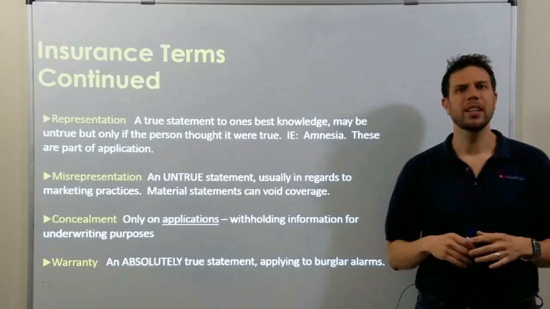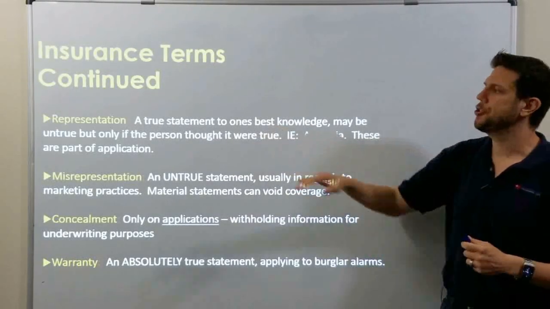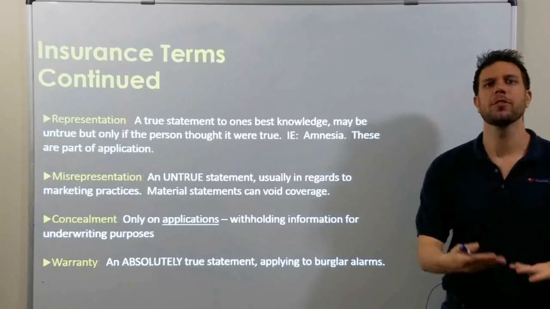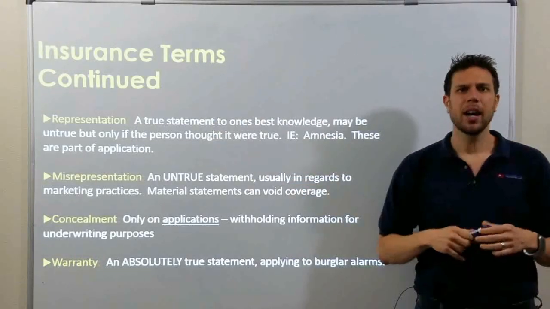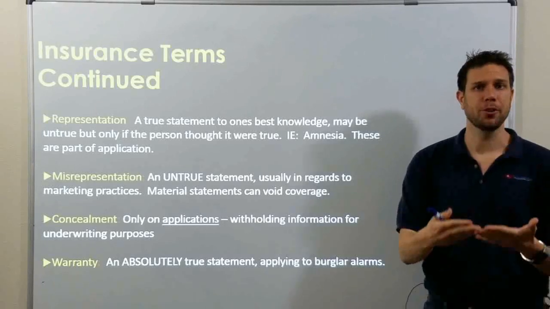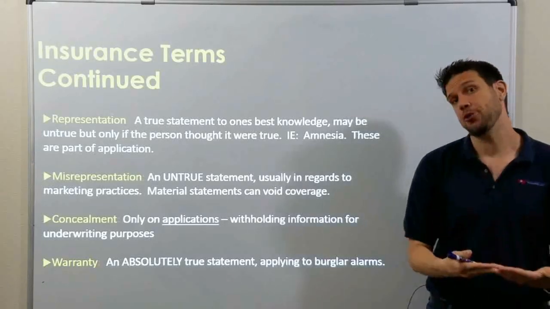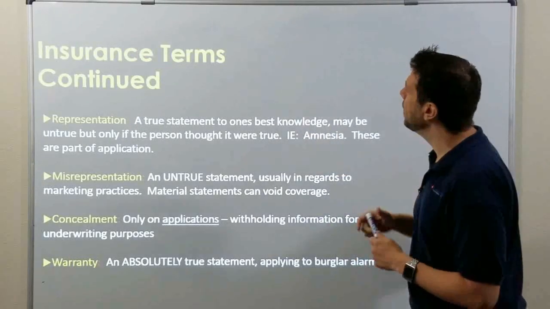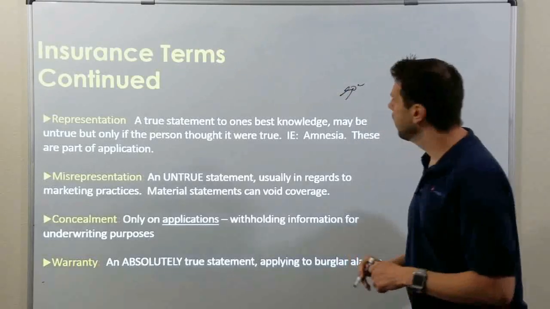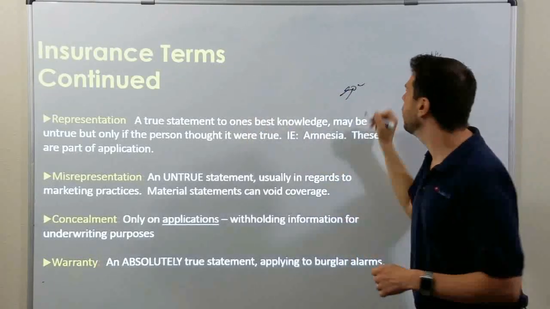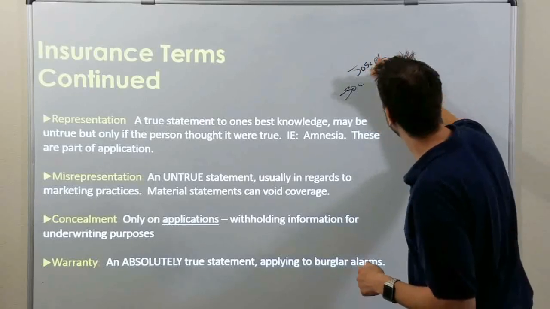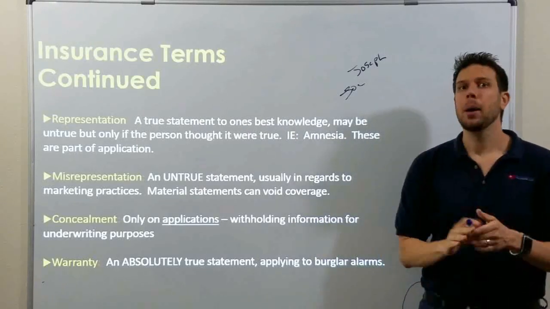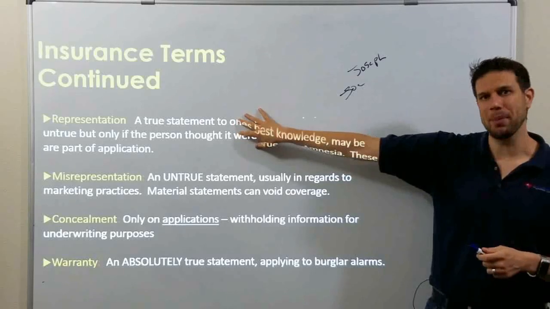A representation is a statement made on the application by the insured. When you ask the insured what their name is, and they say Joseph Miles, that's a representation. Representations we treat as if they're true, even if they're untrue. So for example, a lot of people call me Joe. So if you ask me what my name is and I say Joe, that would be a representation, even though my legal name is Joseph. Representations are sometimes not true, but we think they're true when we made them at the time.